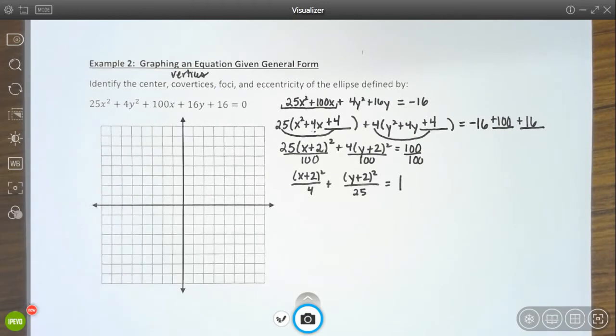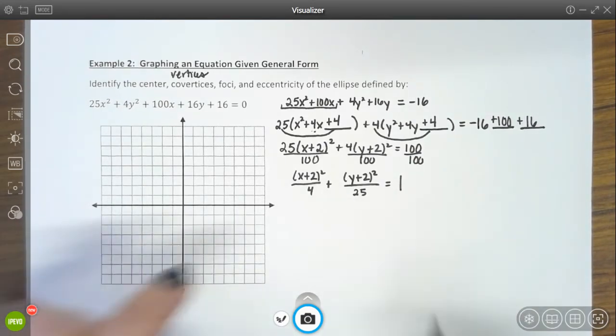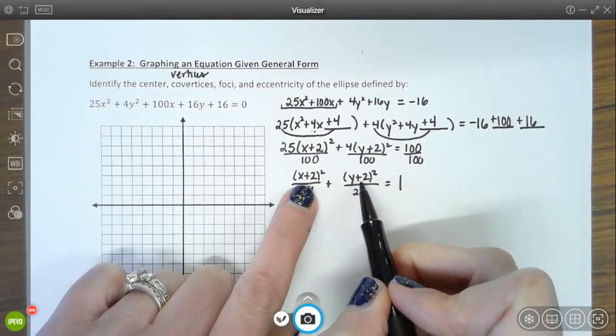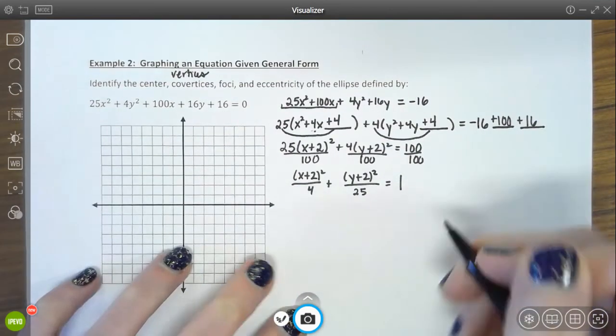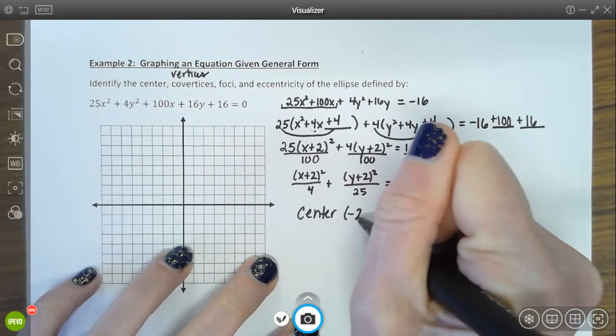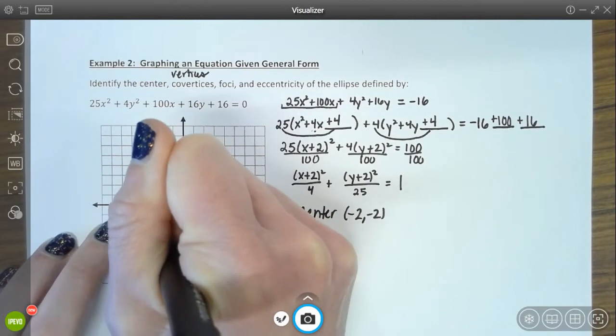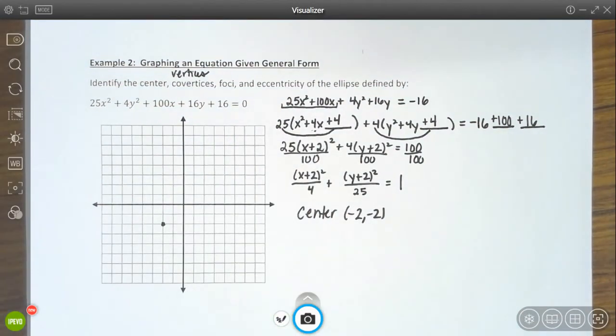That was my goal. So now I've taken it out of our general format, and now I see that lovely standard form. So now I can do everything I just did in example 1 for this ellipse, because now I can find all the key characteristics. I can find my center point at -2, -2. Oops, -2, -2, go down 2 that time.